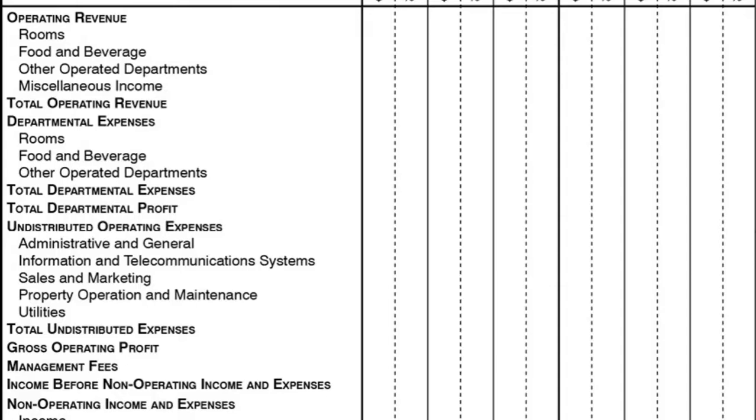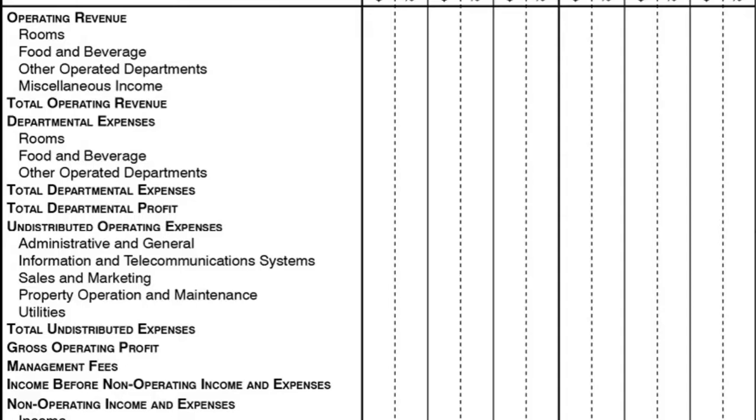Then expenses, departmental expenses, are also combined into these three profit centers: room, food and beverage, and other operating department. Then you will get your total department expenses and thus the total departmental profit. After that, we will be talking about undistributed operating expense, which is called administrative and general, information technology, sales and marketing, property, and utility, which we discussed earlier.